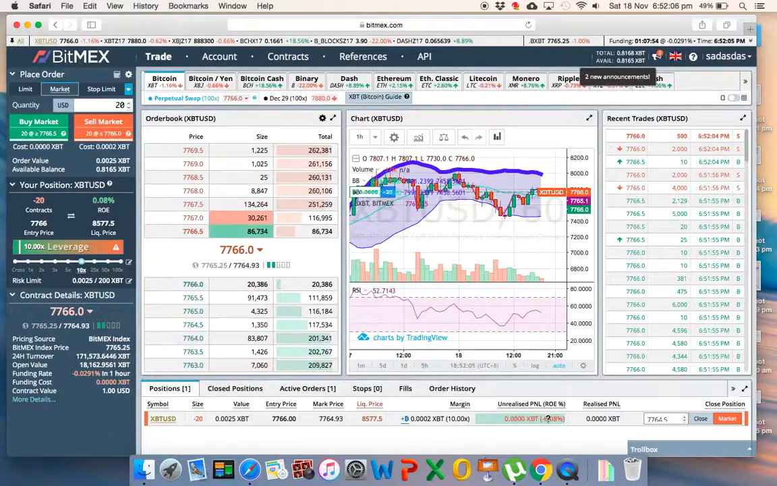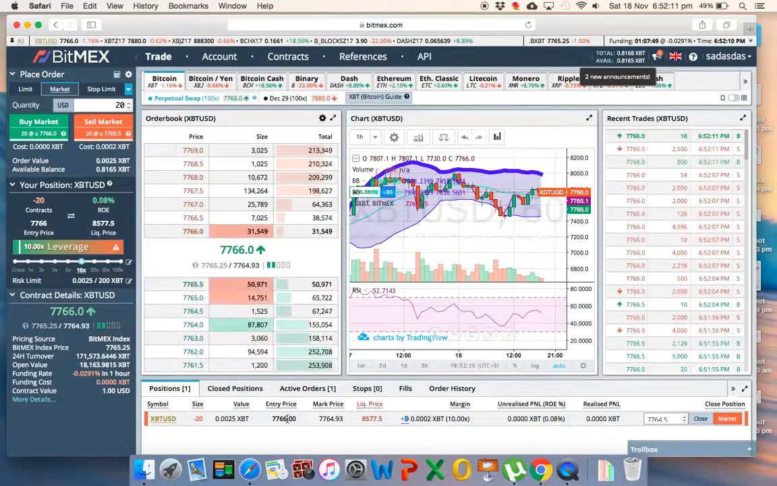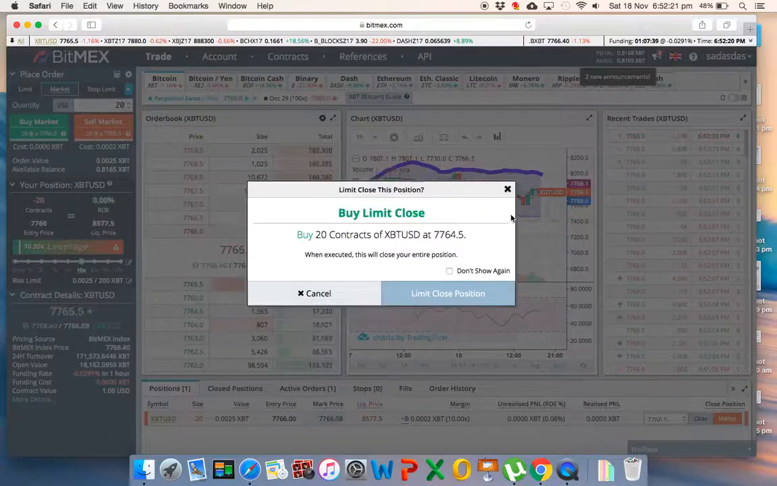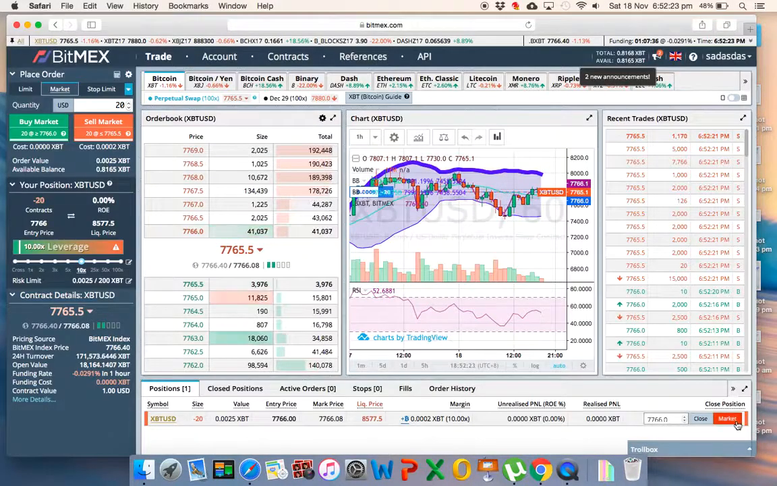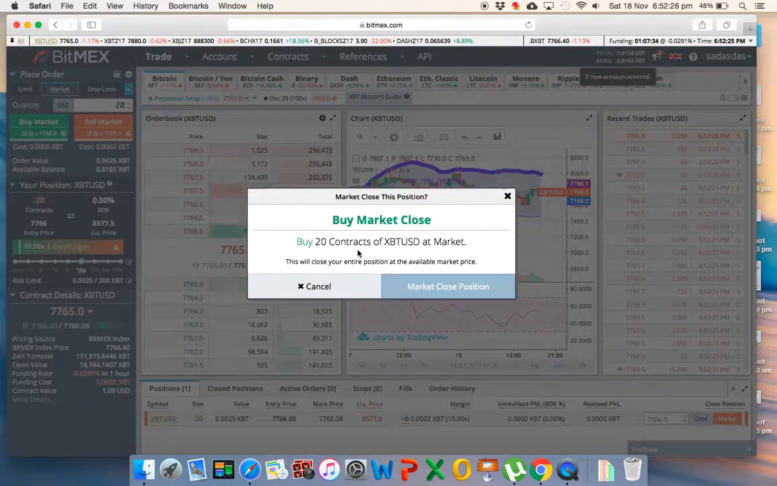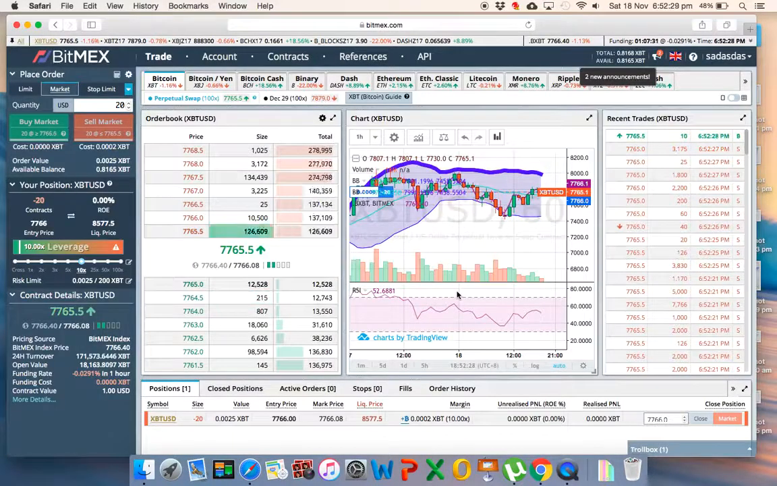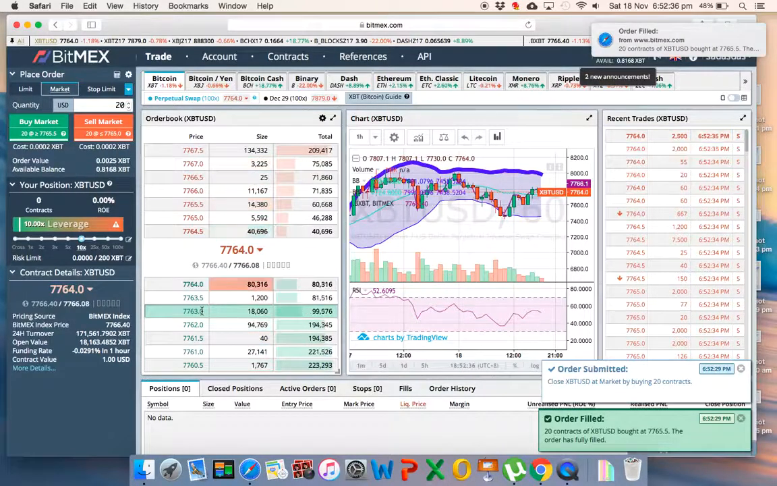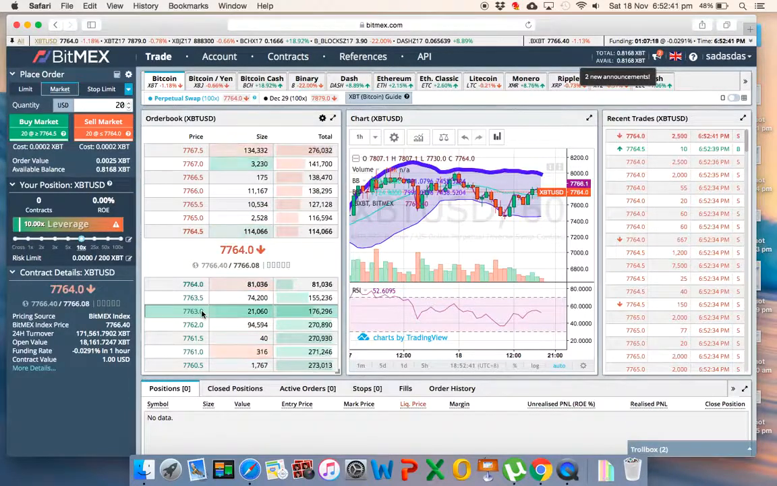Just for this experiment, I'm going to close it to show you guys how it's done. So assuming I short it at 7766, once it hits below this, like maybe at 7600 or 7500, I can choose to close it. Okay, let me just close the market. So it closed immediately, based on the left side when the value dropped. So that's it. Basically that's what you do, and then you can check available balance to see how much you have actually gained.